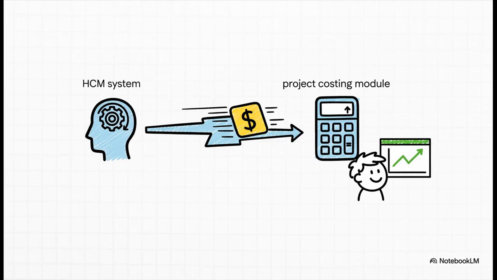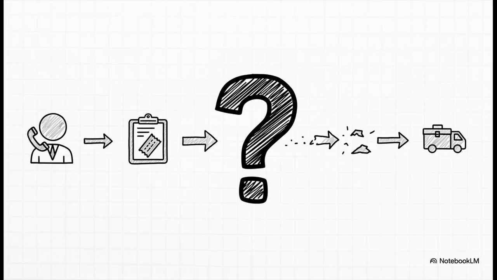And the payoff here is immediate. Suddenly, project managers have cost data that's actually accurate and up to date. This means they can make smarter decisions, manage their budgets better, and the whole operation just runs so much smoother. All right, one last example for you.